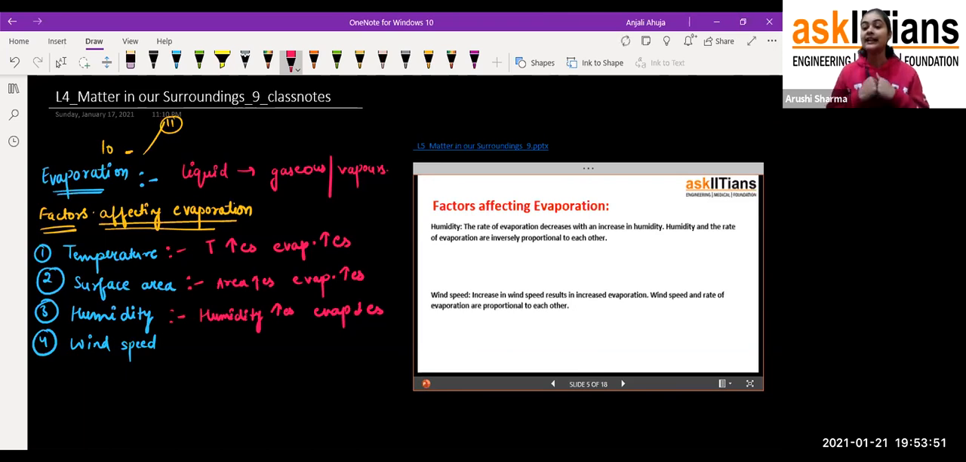Okay, and directly proportional means if one factor is increasing, the other factor will also increase that much, and if one factor decreases, the other one will also decrease that much. So that's directly proportional.